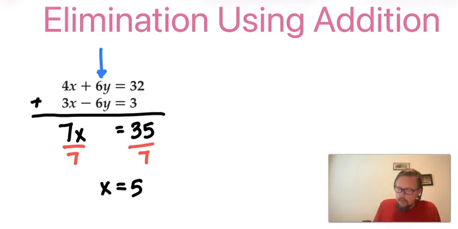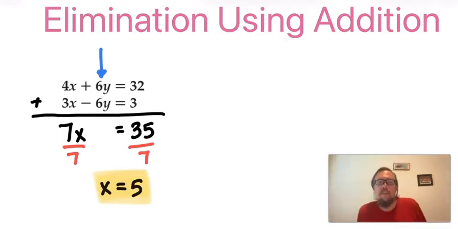So we now know half of our answer. The answer to a system of equations is a coordinate pair. We now know half of that coordinate pair. We know that the x value is 5. How do we find the y value? Well, we take that x and substitute it back into either of these two equations. We can substitute it into the top equation or the bottom equation and solve for y. It doesn't matter which one.